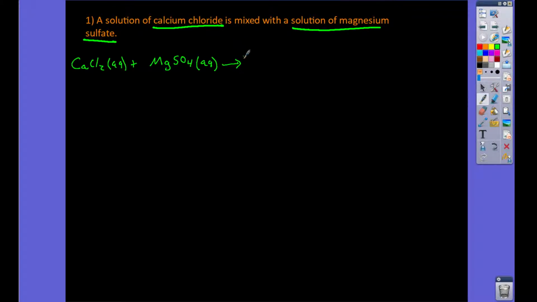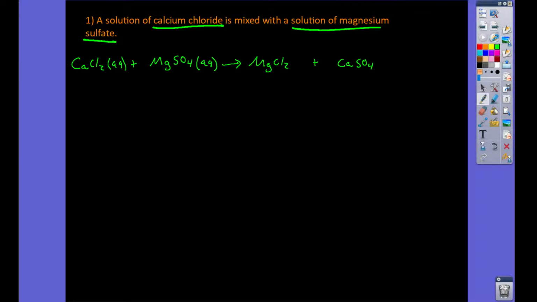Now we look for our products. This is going to be a double replacement reaction, so we're looking for calcium and magnesium switching places here. Since they both have a 2+ charge, we can just simply switch these over. So we're going to have MgCl2 for magnesium chloride plus CaSO4 for calcium sulfate. Now, I left some space here at the end so that we can go and look at our solubility rules to determine if these are going to be insoluble precipitates or soluble aqueous compounds.